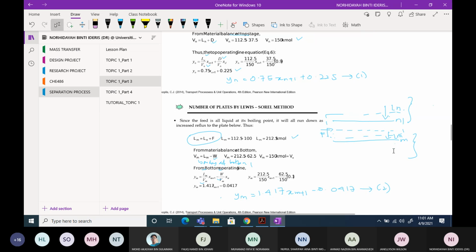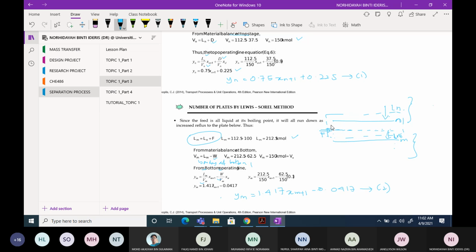In this Lewis-Sorel method, let's say that you have a feed. This dashed line refers to the location of the feed point. Whatever is above this feed line, we label as N. What is below, we label as M. Coming into the M stages, we label as Lm. Coming into the N stages, we label as Ln.